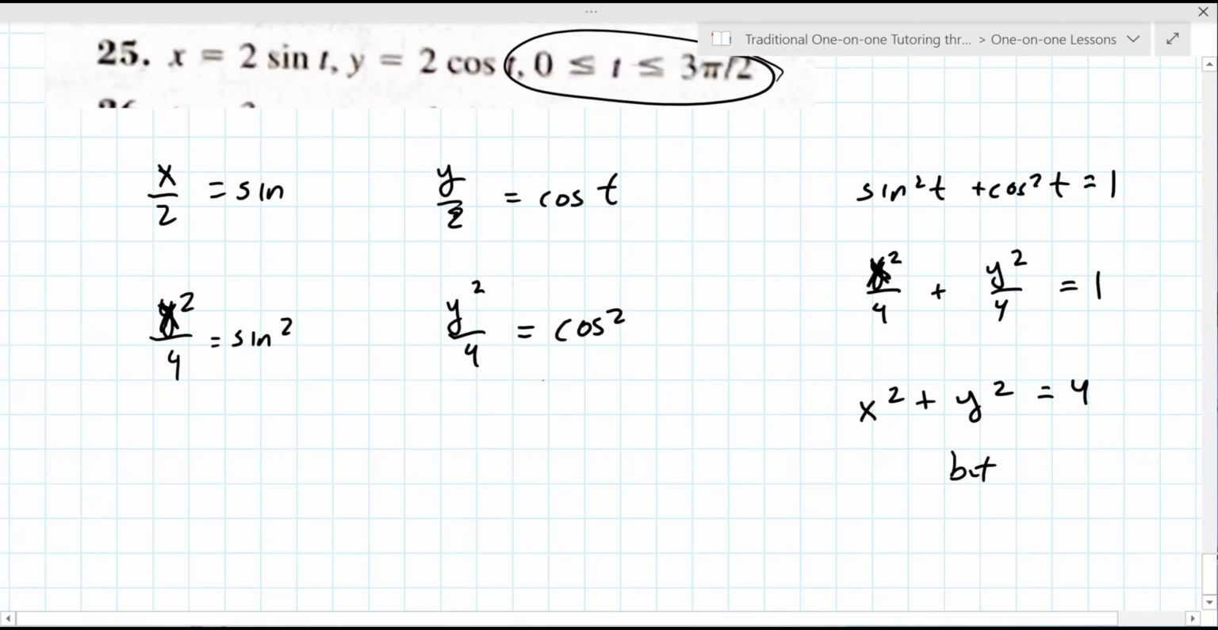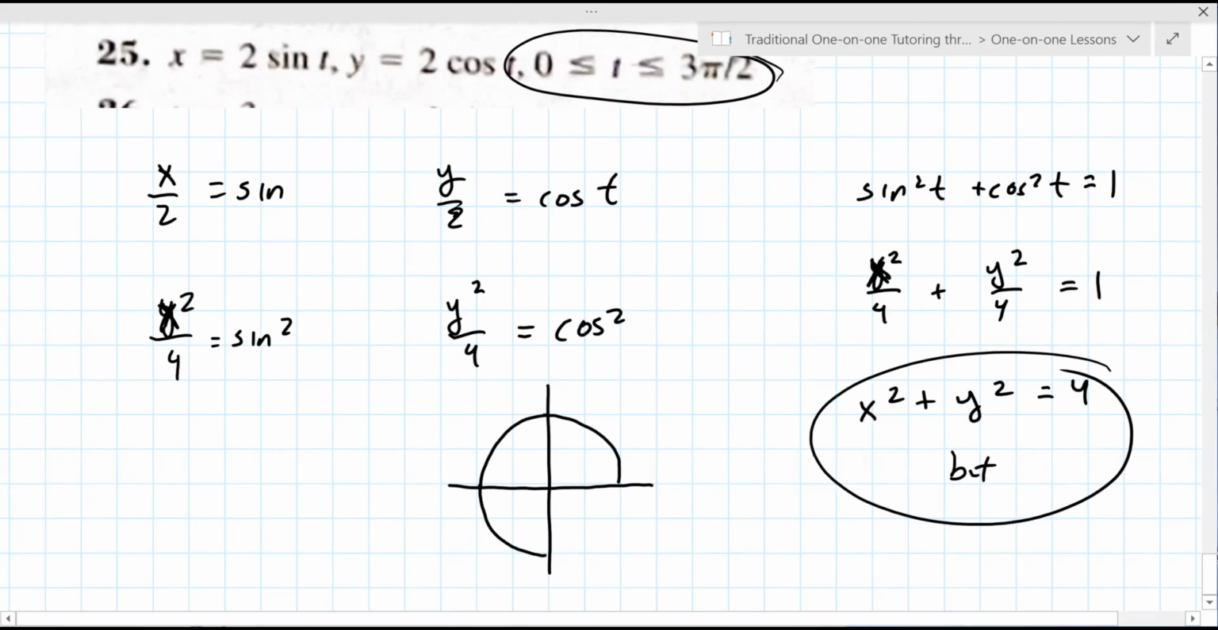So how much of the circle do you get if you can only go from 0 to 3 pi? Well, this is 0 to pi over 2. This is 0 to pi. And then this is 0 to 3 pi over 2. So even though this is the correct answer, it's only this much of the circle.